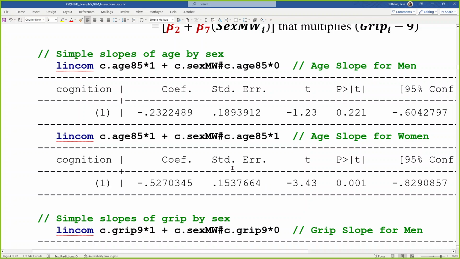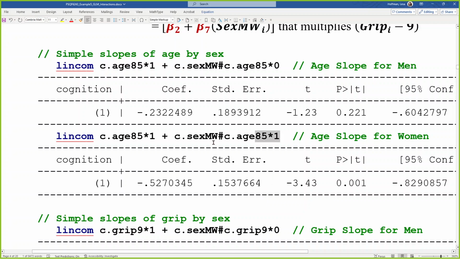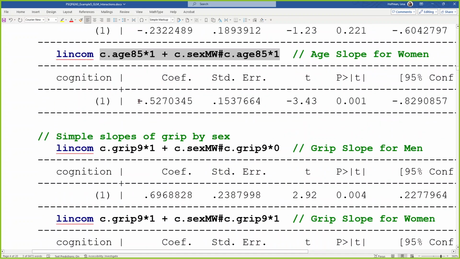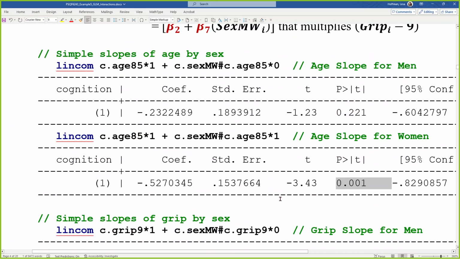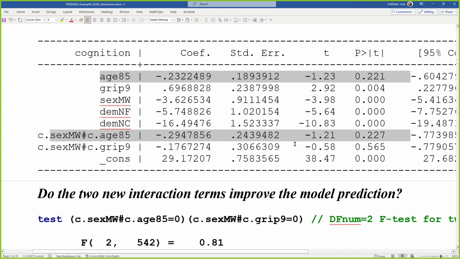For women though, I need one beta 1 and then I need to put a 1 in here, which then activates beta 6. So that is indeed a linear combination, and that's the one I don't have yet. And lo and behold, the slope for age for women is exactly what we thought it should be if you add the main effect and the interaction term together. And it is significant. Which is different than what we looked up above. Yeah. So putting that all together, what we have learned is that age is not significant in men. It is not significantly different in women, yet it is significant in women.